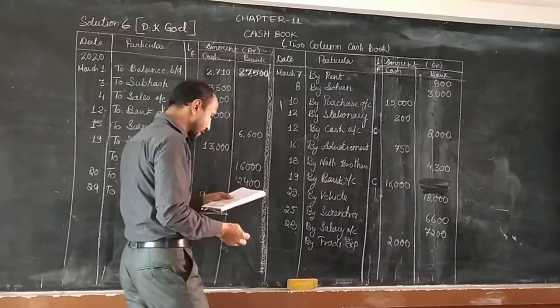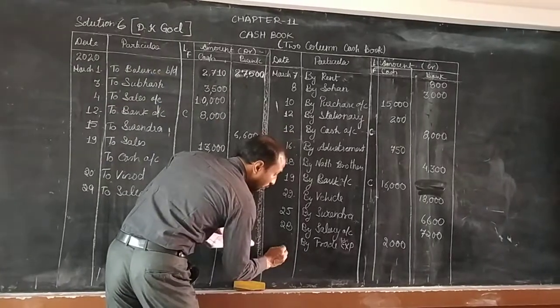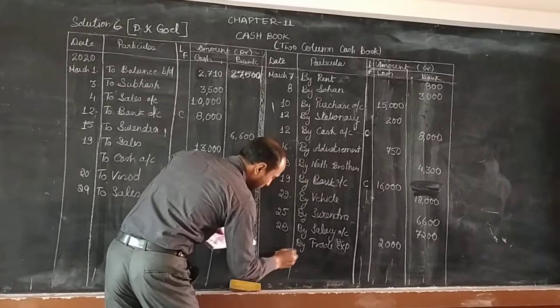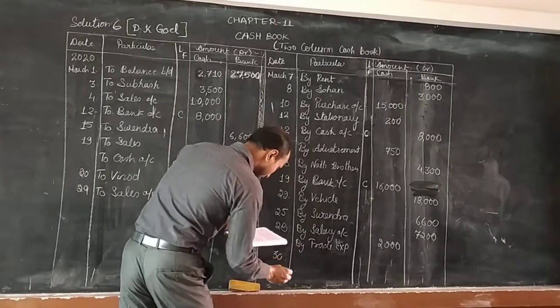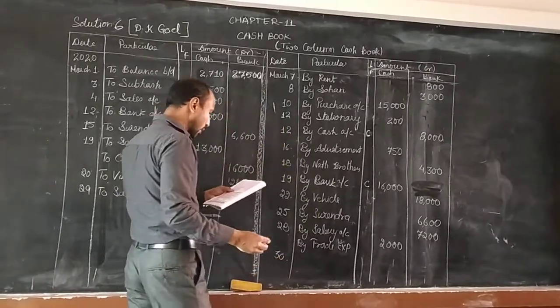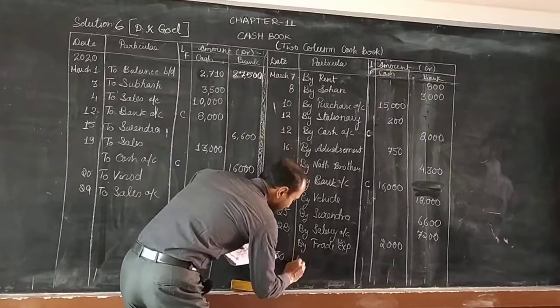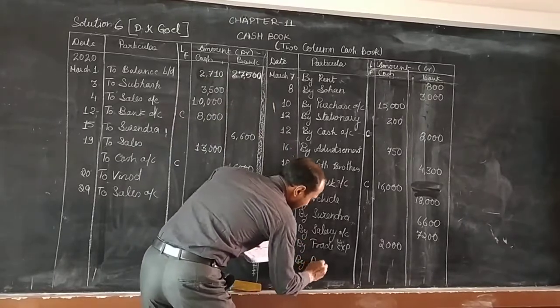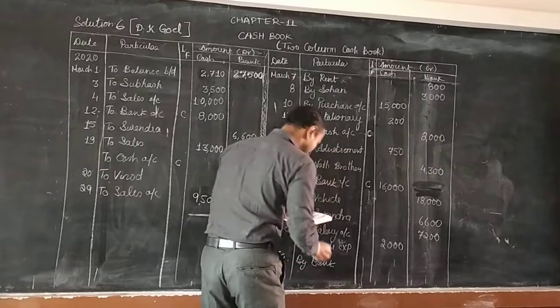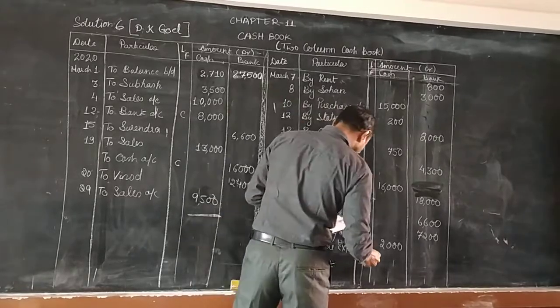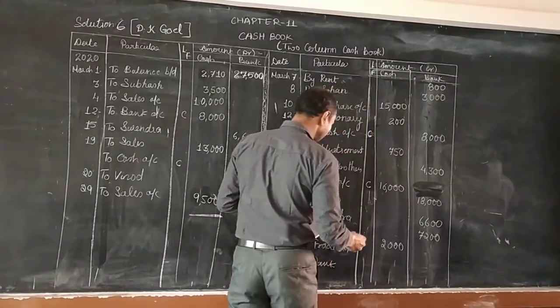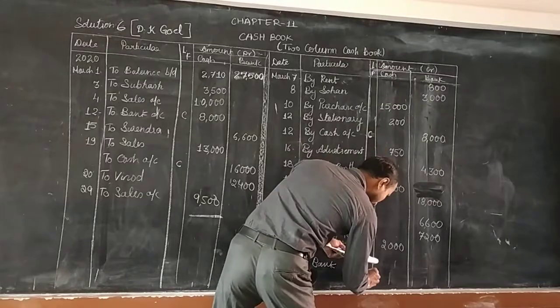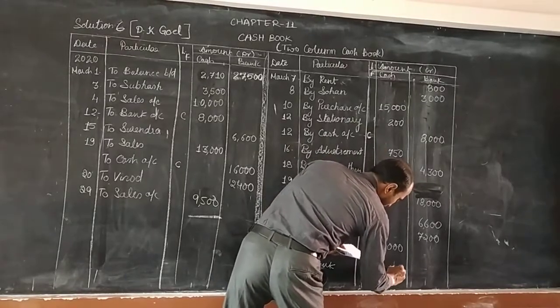Again, one more contra is here on 30th. Oh, we have less space in this. No problem. We will write on that side. So 30th, your payment in the bank, by bank, your bank. So cash we will write. Paid into the bank. Bank में pay किया, contra बना दी, and here it is of your 10,000.